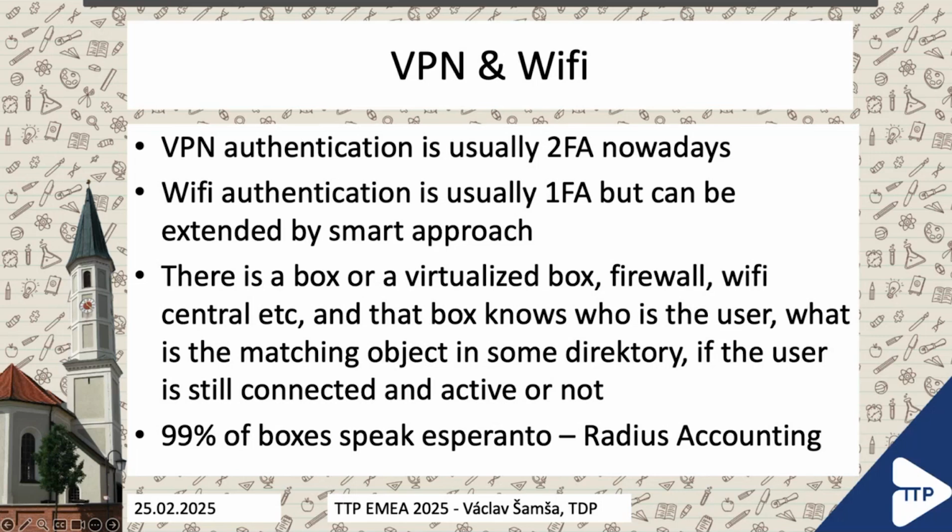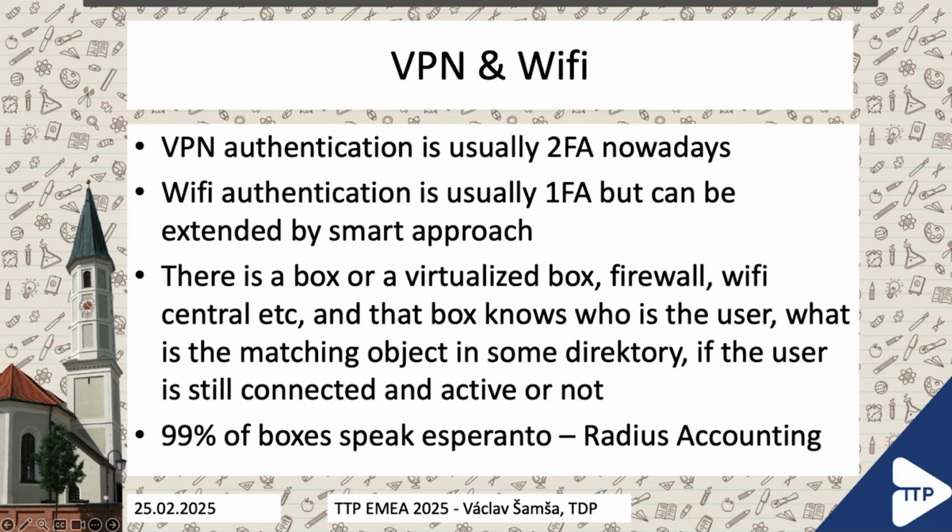So in fact, there is a box or a virtualized box. It can be a firewall, it can be Wi-Fi central, or each Wi-Fi access point can do it without a central control unit. And that box knows who is the user. As I mentioned yesterday, the idea from Google, from Zurich, they said, oh, we have to authenticate to VPN, which is pretty annoying. And then we have to do it again, to authenticate to our system. And the idea was, let's avoid one pretty same authentication, and let's work with the VPN authentication only because it is secure enough.